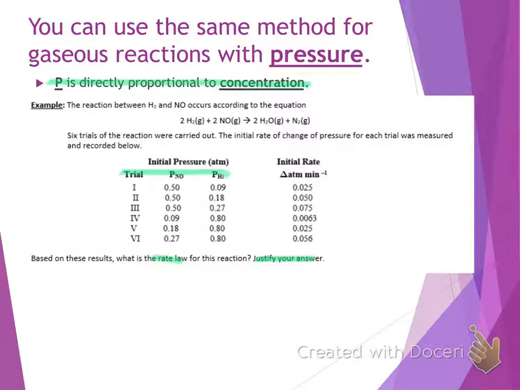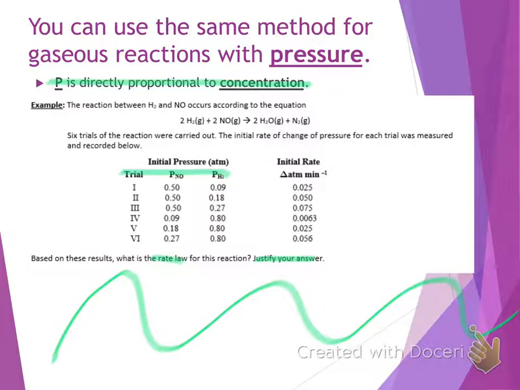So which trials were you looking at? What happened to the pressure of each reactant? And how did that affect the rate and determine the order? So give that a go. Resume the video when you're ready to check your answer.